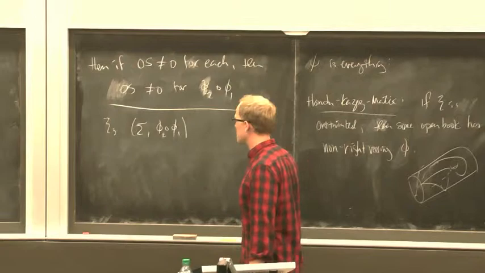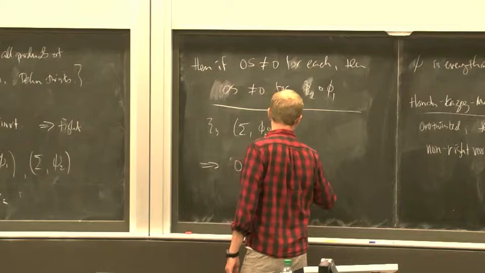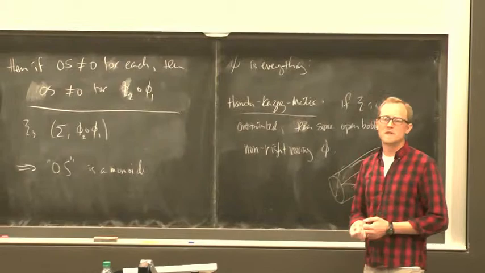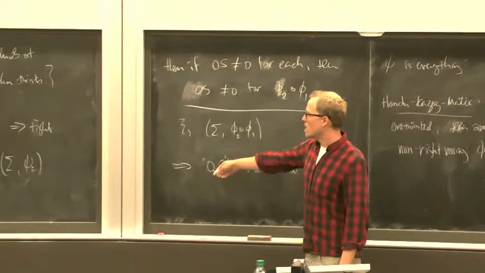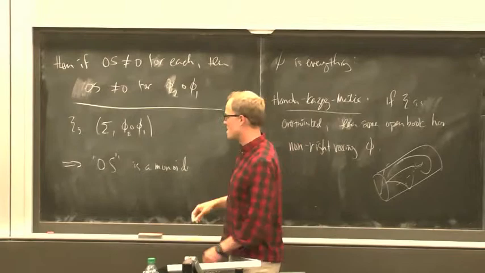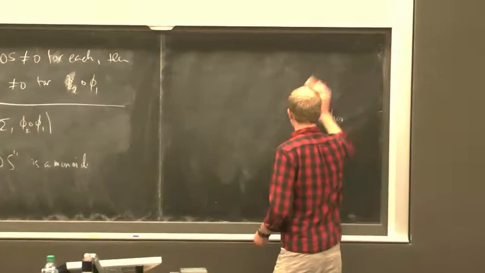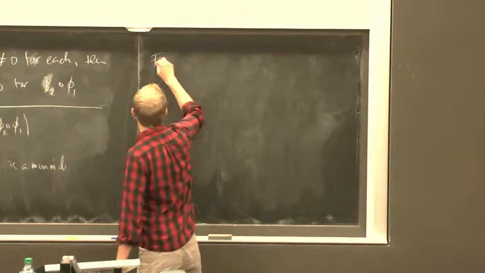So what this tells you in particular is that OS is a monoid. I take any surface, I look at the mapping class group of this surface, I look at all of the monodromies which give me contact structures where the Ozsváth-Szabó contact invariant is not zero, that forms a monoid in the mapping class group. And it turns out that essentially any other property you might be interested in for a contact structure also forms a monoid. So this is sort of the magic.